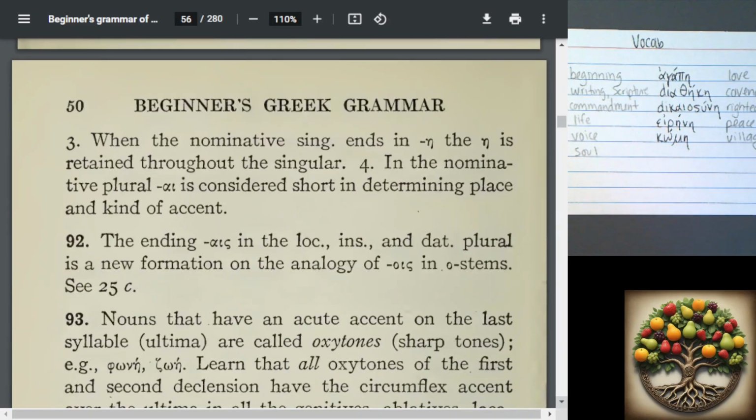In regards to the nominative plural with an alpha iota ending, that iota ending, in terms of accent placement, is considered to be short. It is not a diphthong. In point 92, we have that alpha iota sigma ending in the locative, instrumental, and dative in the plural.